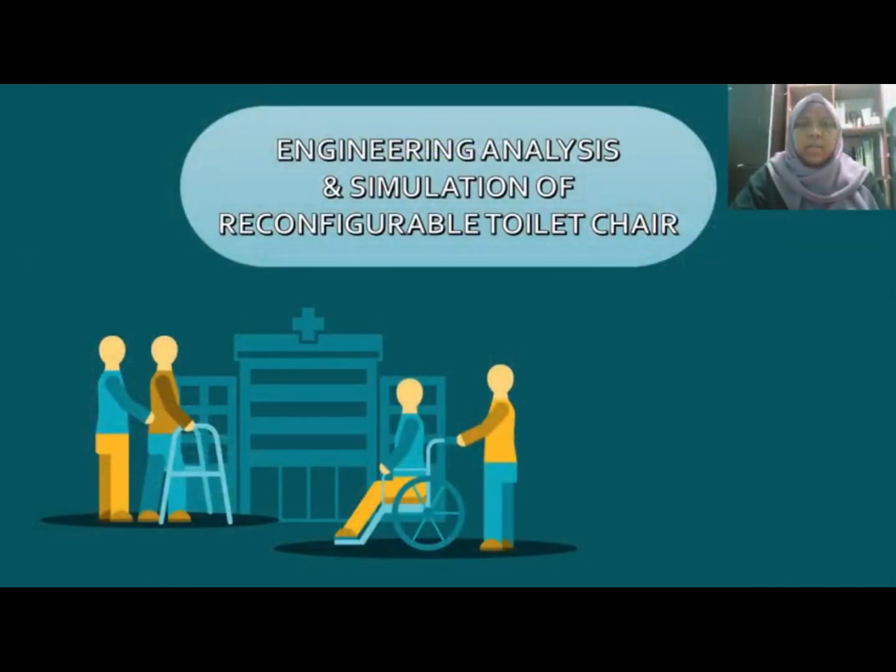Warahmatullahi wabarakatuh. My name is Binti KOSHIM. Today I will explain about the engineering analysis and simulation of the reconfigurable toilet chair.